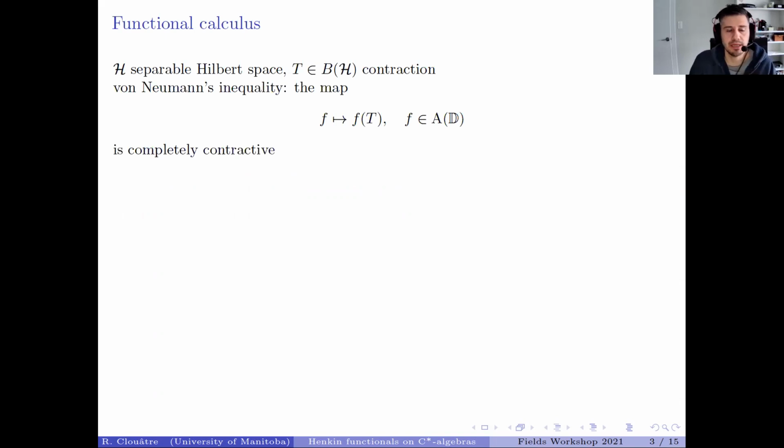Let's take H to be a separable Hilbert space and T to be a contraction on it. A consequence of von Neumann's inequality is that you can define a map that takes a function f from the disk algebra and associates to it the operator f of T, and that turns out to be a completely contractive homomorphism. Here the disk algebra A of D is the algebra of continuous functions on the closed disk that are holomorphic on the interior. So that's a basic fact.